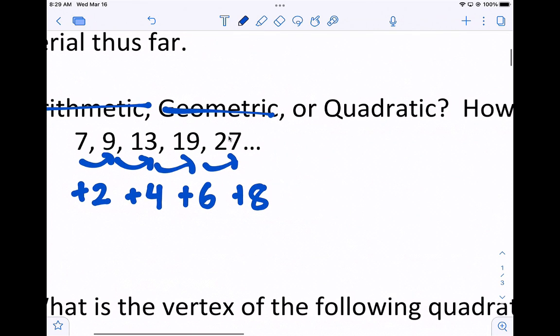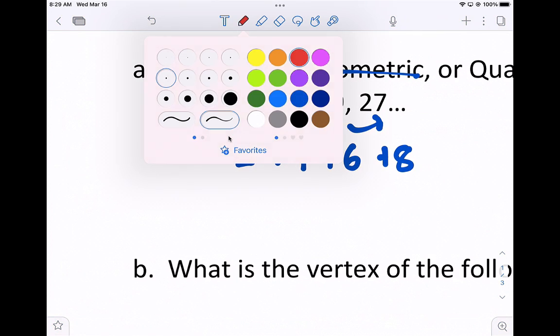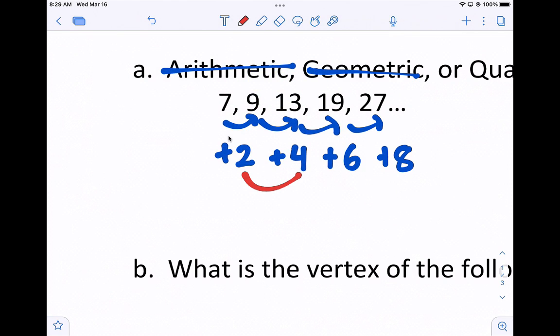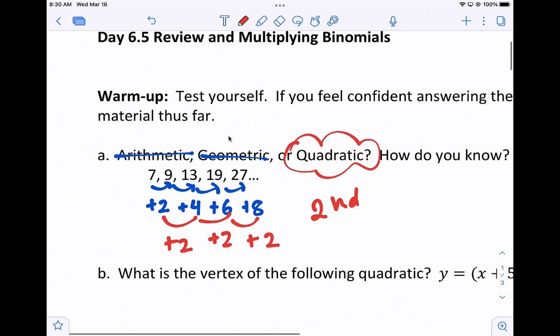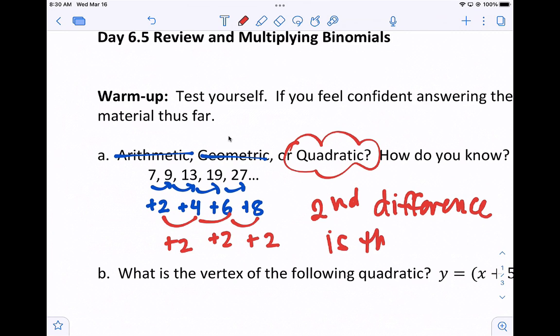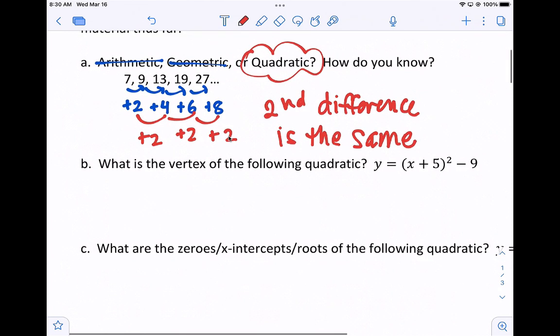So then the last thing we check is, is it quadratic? And if it's quadratic, the second difference is the same. So if we take a look at these numbers I have in blue right here, the first difference, we would see, all right, is it increasing or decreasing by the same amount? To get from 2 to 4, you can add 2. 4 to 6 you would add 2, and 6 to 8 you would add 2. And so this would be quadratic because the second difference is the same. So that would be the answer for part A.